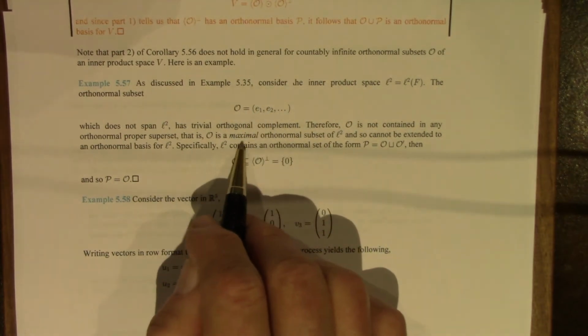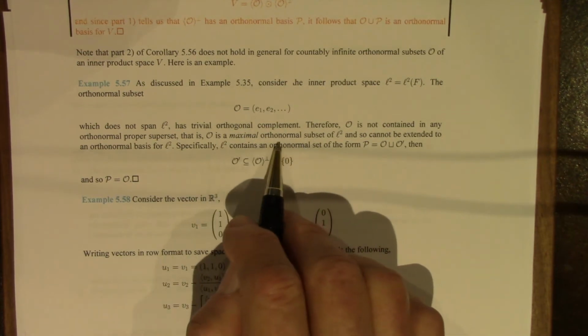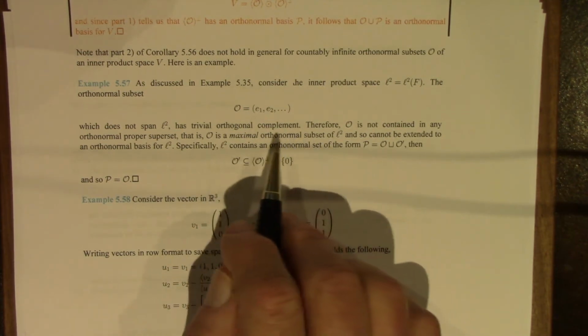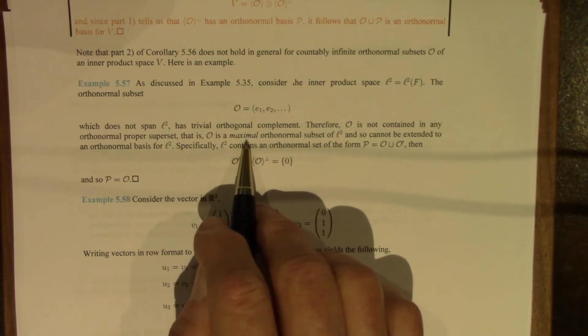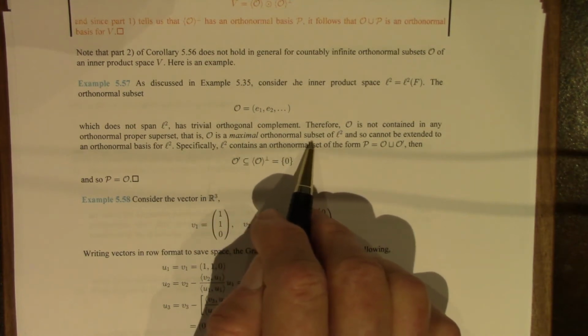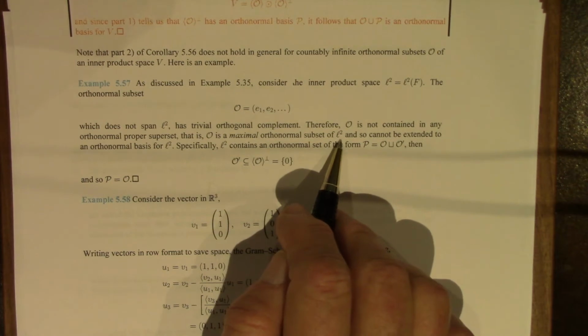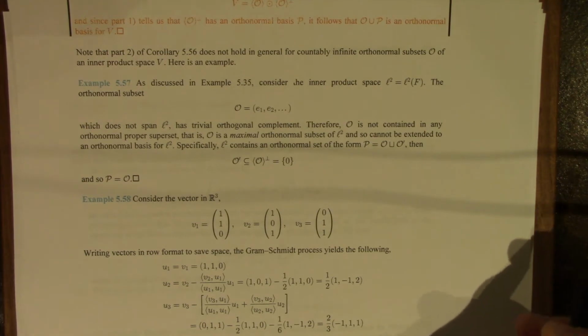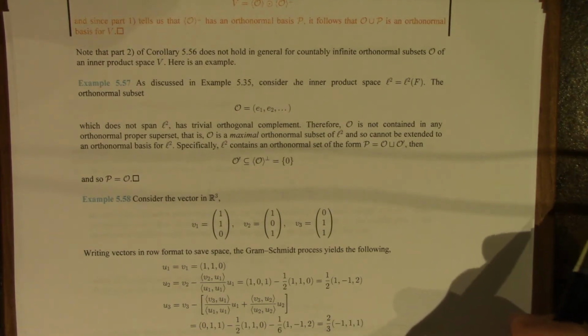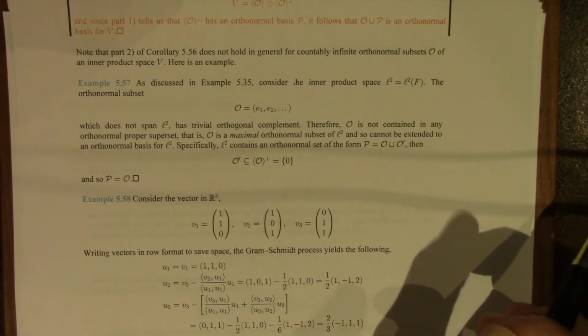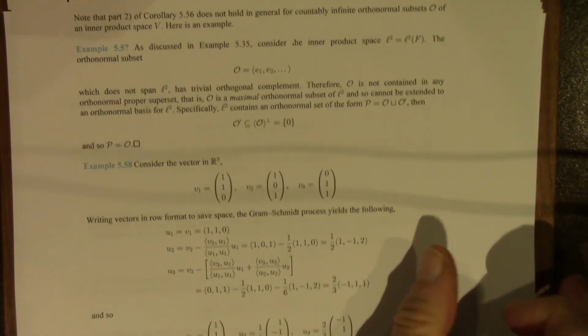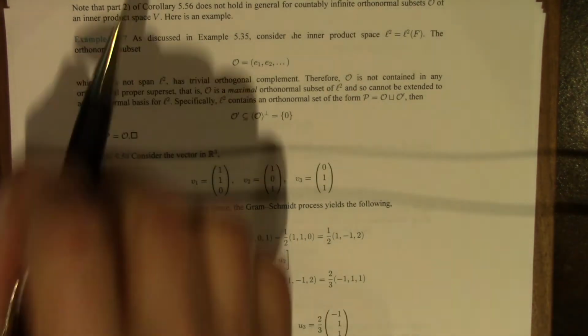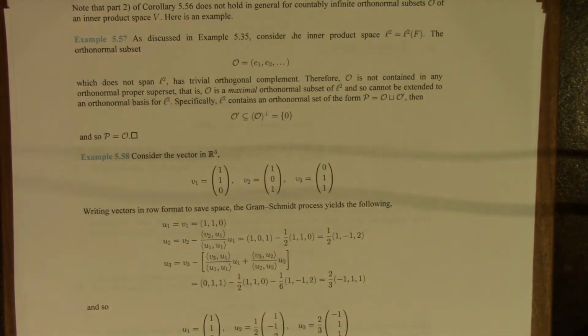So O is what we would refer to as a maximal orthonormal subset of L2. There are no strictly larger orthonormal subsets that contain O. So obviously then O can't be extended to an orthonormal basis. So part 2 of our earlier theorem does not hold when the subset is not finite.